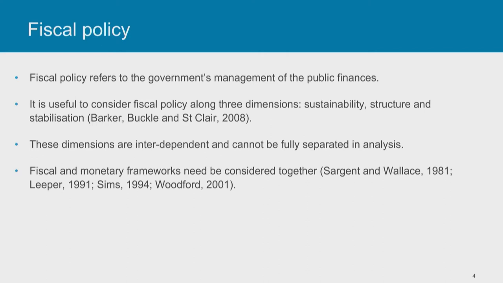So fiscal policy refers to the government's management of the public finances, and it's useful to consider fiscal policy along three dimensions: sustainability, structure and stabilisation. This is a framework that's been used at the Treasury for some time, although these dimensions are interdependent and can't be fully separated in analysis. And fiscal and monetary frameworks need to be considered together because fiscal and monetary operations are consolidated in the government's balance sheet and intertemporal budget constraints. And ultimately, the whole framework needs to be evaluated with regard to the outcome of improving society's well-being.